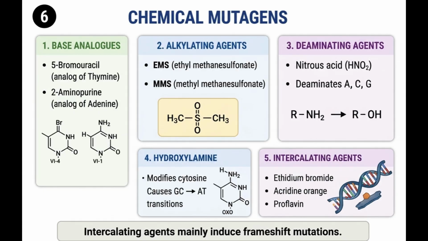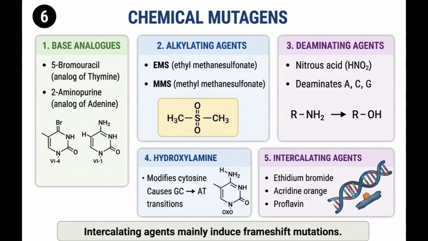Chemical mutagens. Chemical mutagens alter DNA structure chemically. Base analogues resemble normal nitrogenous bases. 5-bromouracil is an analogue of thymine and can pair abnormally with guanine. 2-aminopurine is an adenine analogue. Alkylating agents transfer alkyl groups onto DNA bases. Examples include EMS and MMS. Alkylation changes base pairing properties and produces mutations.